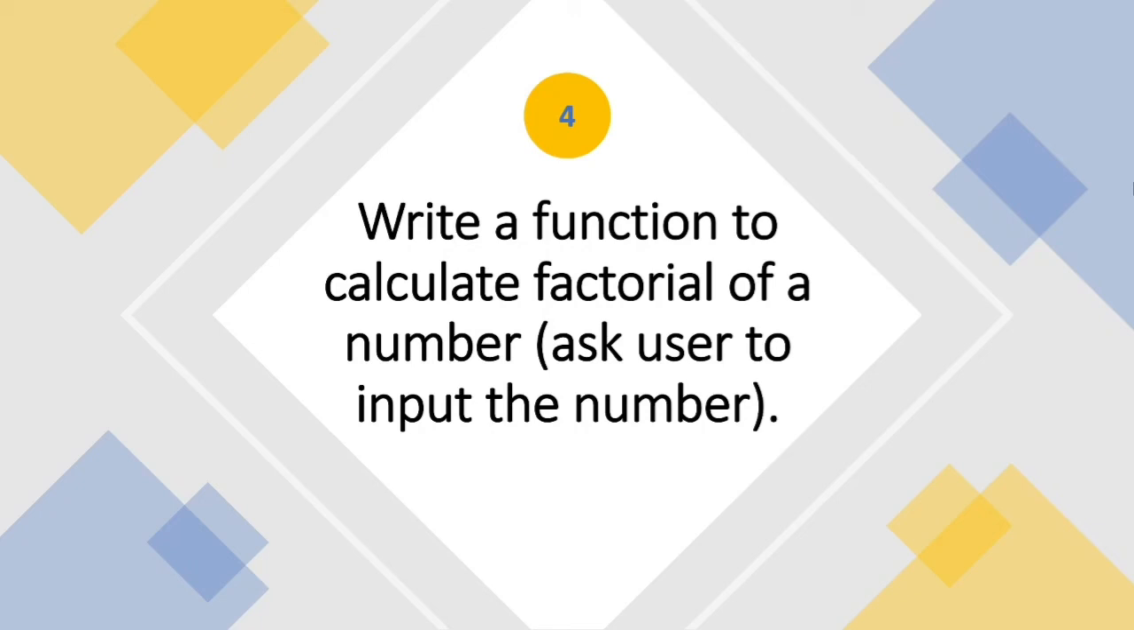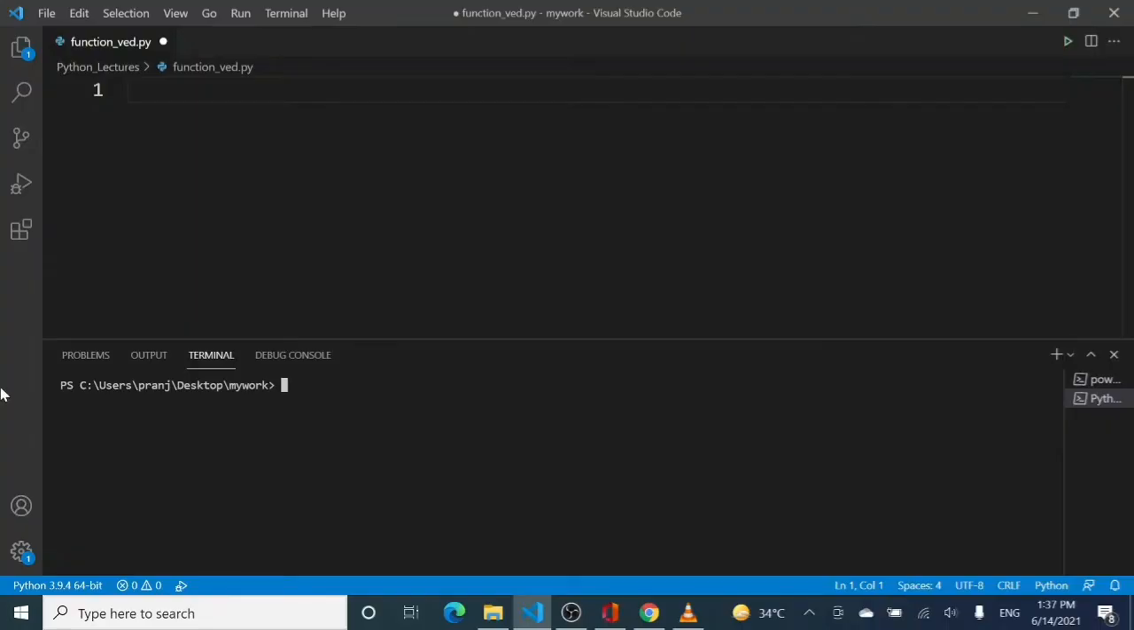Now, by now we are very much familiar with how we can ask the user to input a number and pass it as a parameter to calculate whatever we want to do. So let us again move to the Python screen and calculate the factorial using functions. Here I will be writing a function that will calculate the factorial.